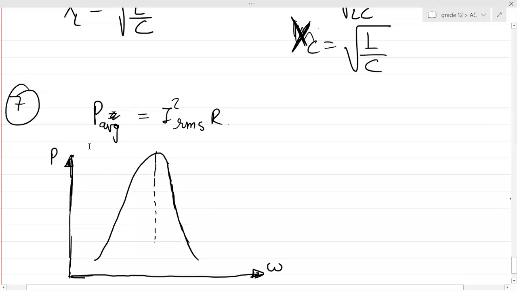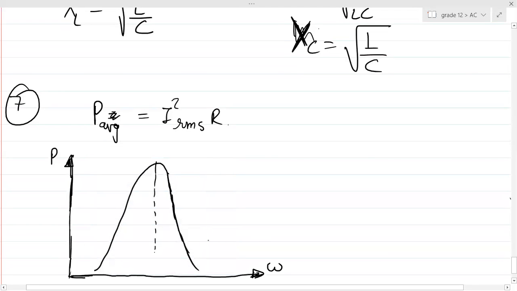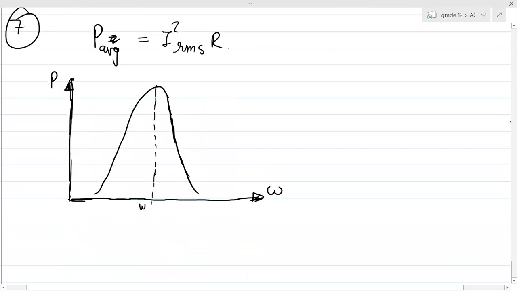At one particular instant, where will that instant come? At what particular frequency, guys? What is that frequency? Omega equals to omega naught. The average power dissipated will become maximum. Okay. So at one particular instant, the average power will become maximum. That is basically what? The angular frequency, the resonant frequency.